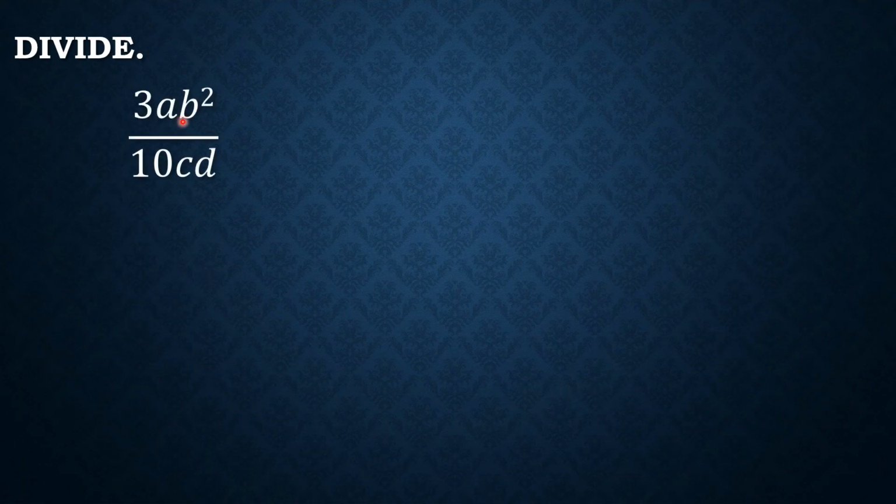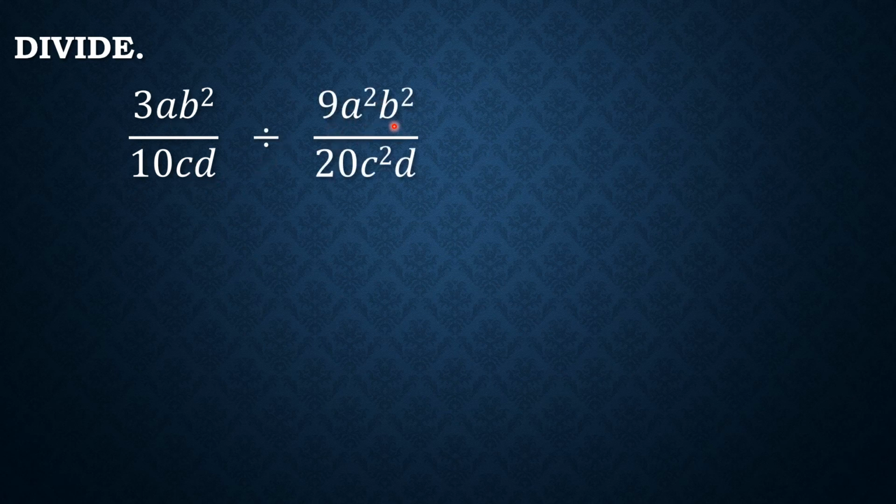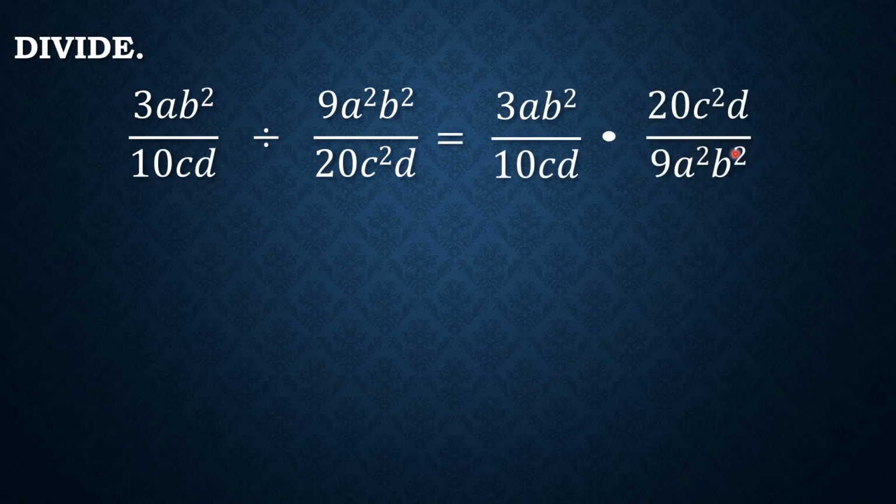Divide 3ab squared over 10cd and 9a squared b squared over 20c squared d. So in this case, what we will do is CCR. Copy, change, reciprocate. Next is to apply cancellation first, before simplifying, to make it easier to answer our question. So notice that 3 and 9 have the GCF of 3. So 3 divided by 3 is 1. 9 divided by 3 is 3.